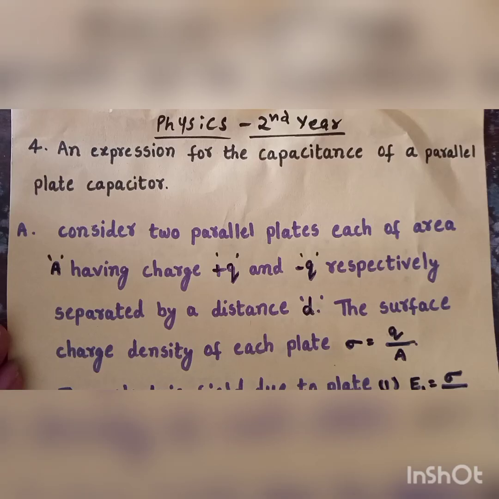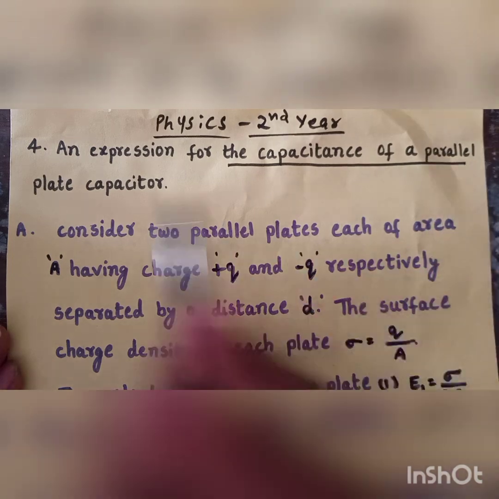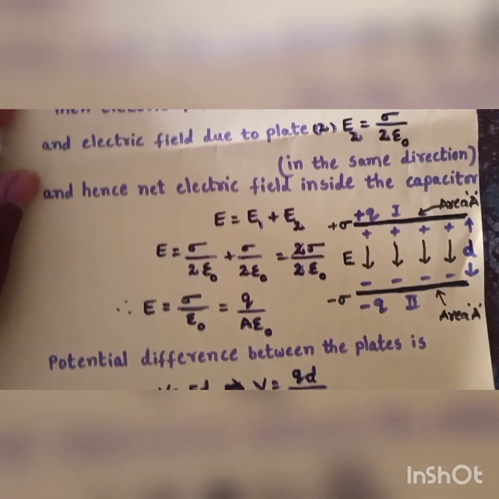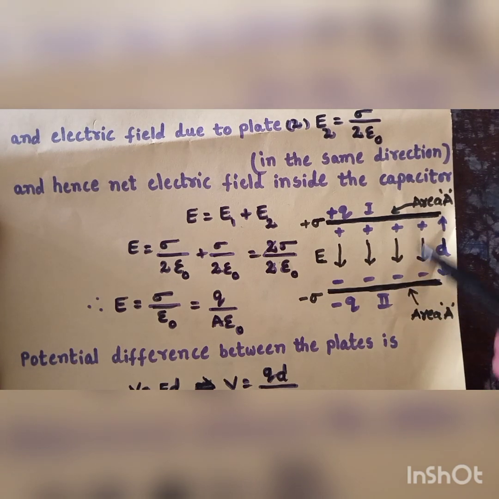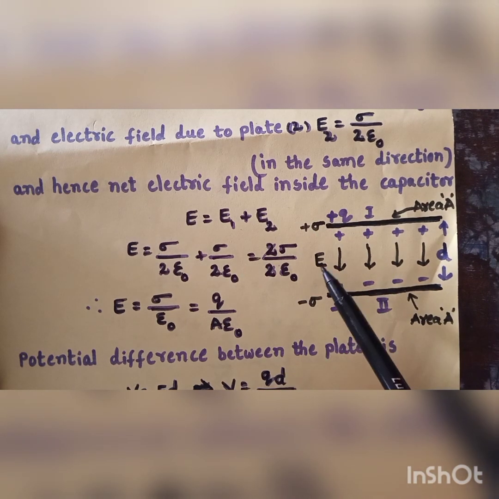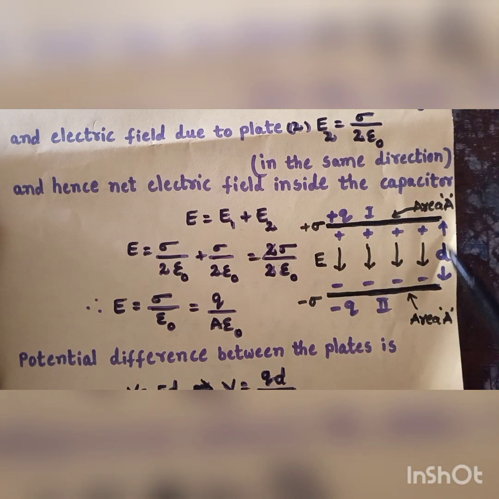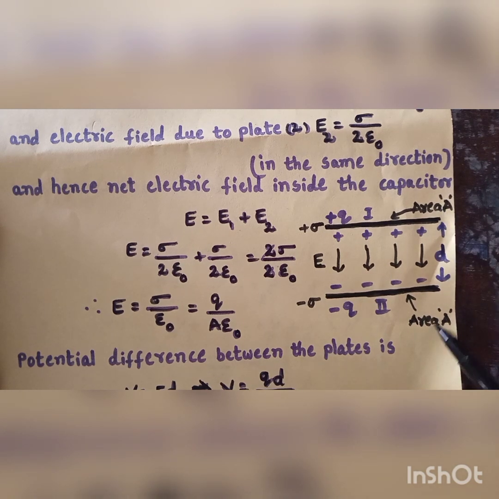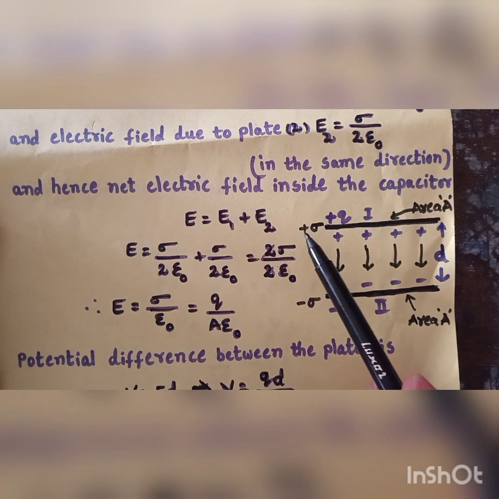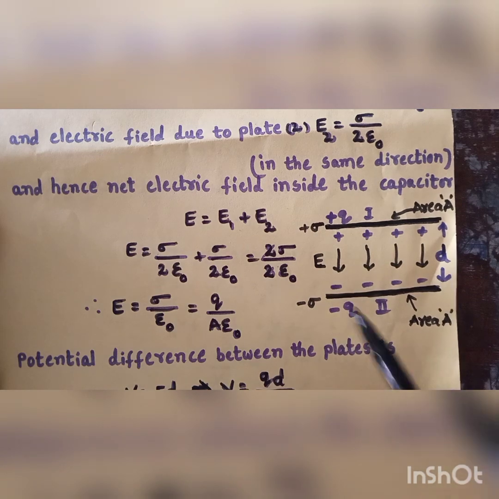Thank you. Dear students, today we are discussing physics second year. Topic is the capacitance of a parallel plate capacitor. Now you can observe the diagram. How many plates are there? 2 plates, your first plate and second plate. First plate charge is positive, second plate charge is negative. E means electric field. Electric field is created between the 2 parallel plates. The distance between the 2 parallel plates is D. Area of each plate is A. Sigma is the surface charge density of each plate, positive and negative.